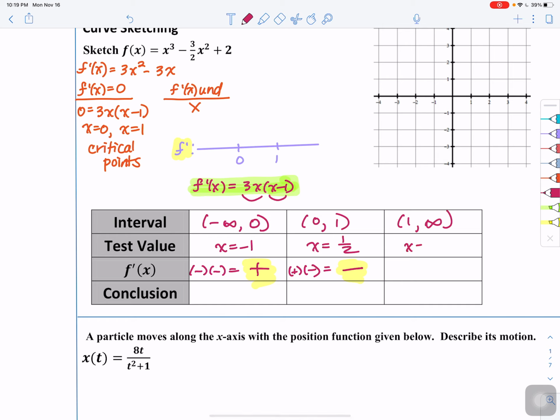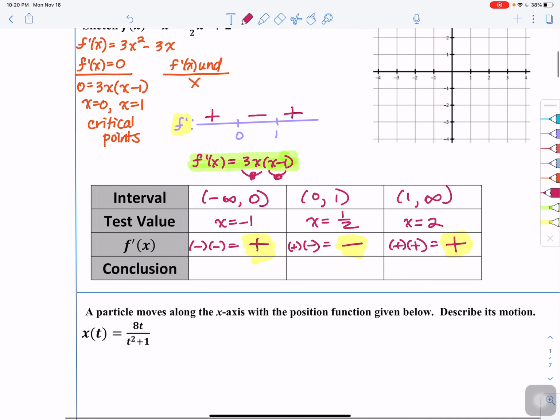Let's just choose 2. Could you choose 1,000? Absolutely. Anything on that interval. Plugging a 2 in here, you see a positive and a positive. So we have a positive multiplied by a positive is a positive. So instead of making these charts, I just go ahead and put those values up here. Positive, negative, positive. What is our conclusion?